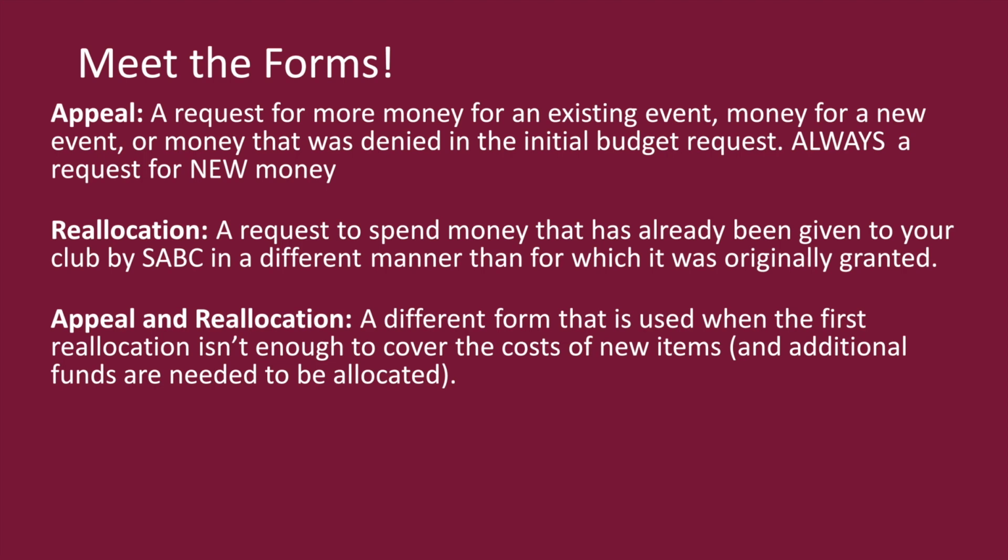There is also an appeal and reallocation form. This is a different form that's used when the first reallocation isn't enough money to cover the total new cost of the items, and additional funds are needed. So if your previous event costs $150 and the new event that you're wanting to reallocate for costs $200, you'll need to fill out the appeal and reallocation form, where you will reallocate the $150 from the previous event, but also ask for an additional $50 for this same new event.